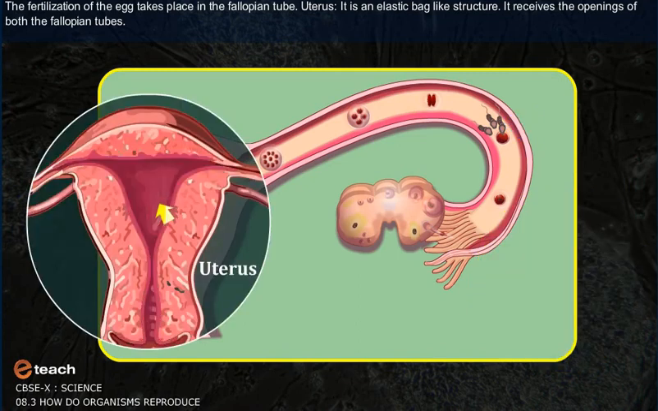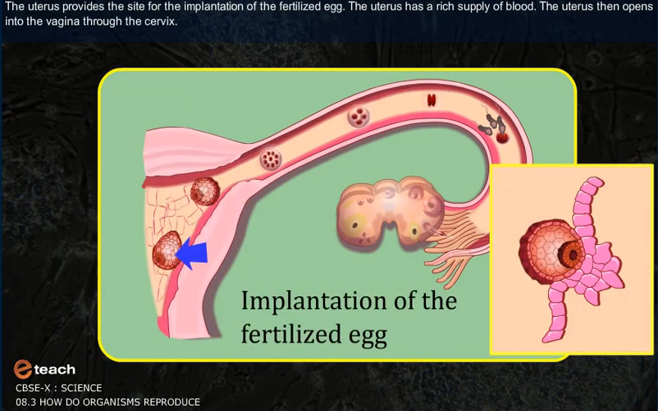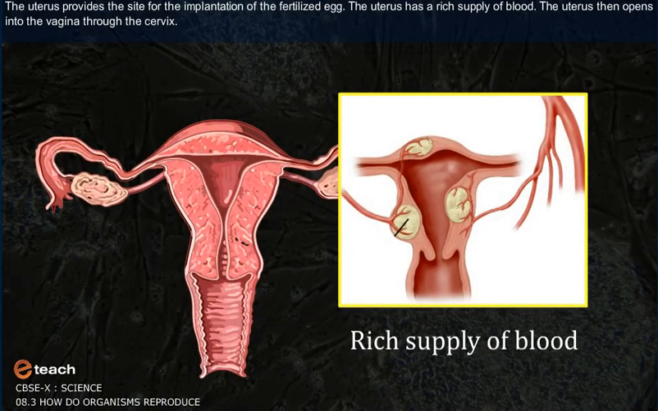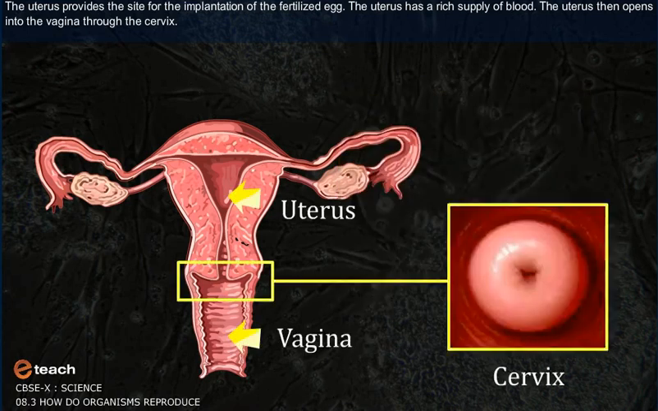Uterus. It is an elastic bag-like structure. It receives the opening of both the fallopian tubes. The uterus provides the site for the implantation of the fertilized egg. The uterus has a rich supply of blood. The uterus then opens into the vagina through the cervix.